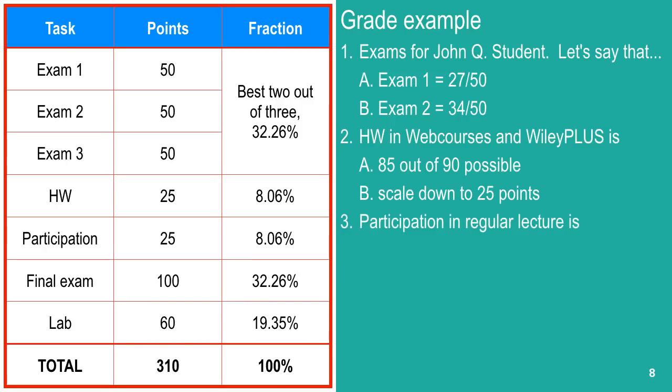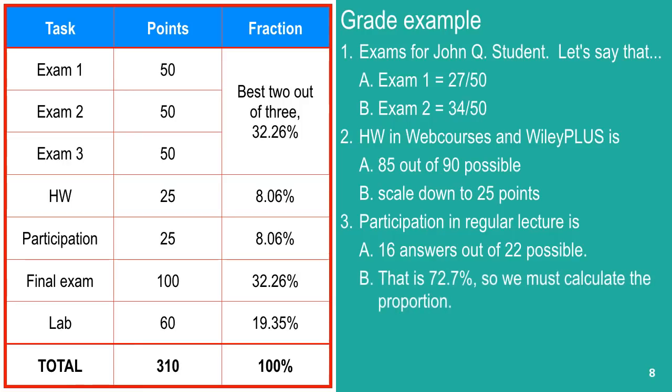Participation in regular lecture. Now, this doesn't include clicking on exams. That's a separate exam score. But regular lecture, and we already know this, for this guy, 16 out of 22 possible. Now, those are the answers. If you recall from the previous slide, he had 15 of those correct. We're not factoring that in. So right now, this guy's got 16 out of 22. Go ahead and verify that on your calculator. Get your calculator going. You're going to need it.